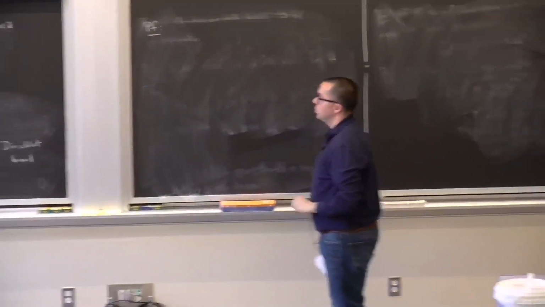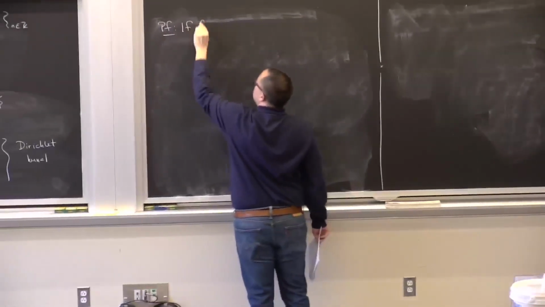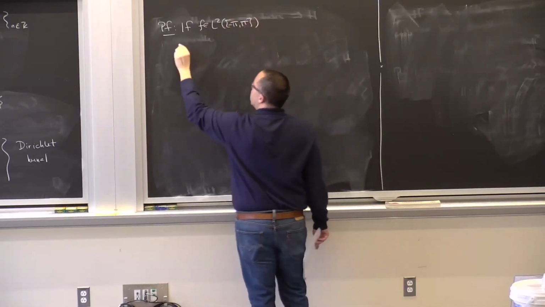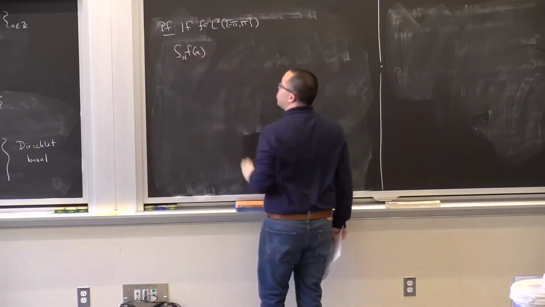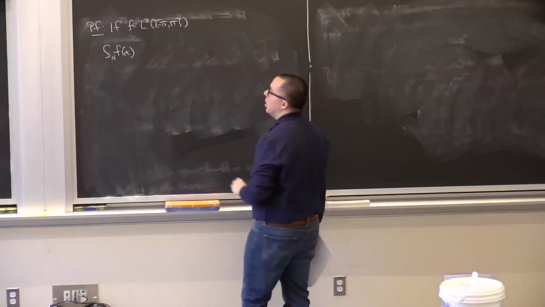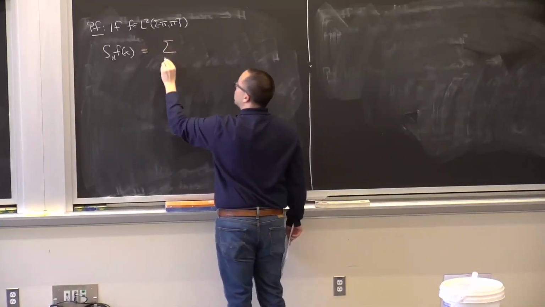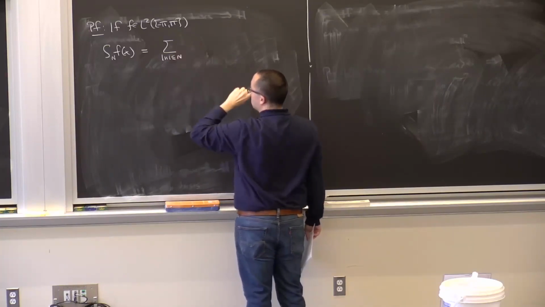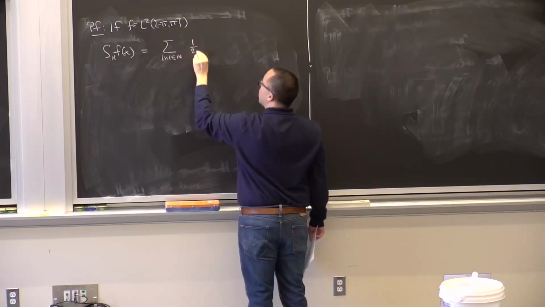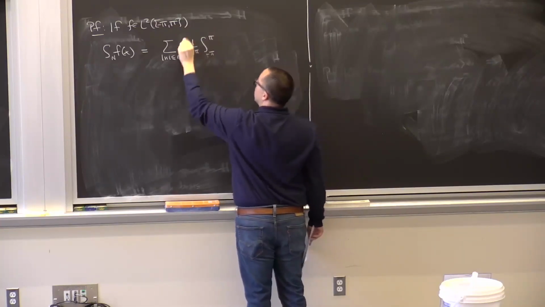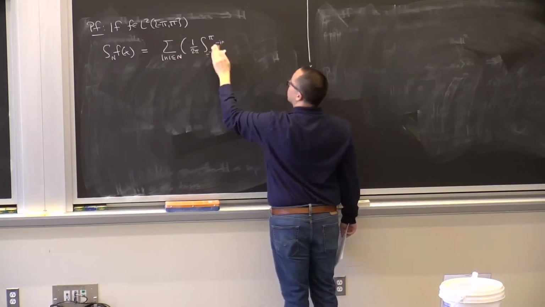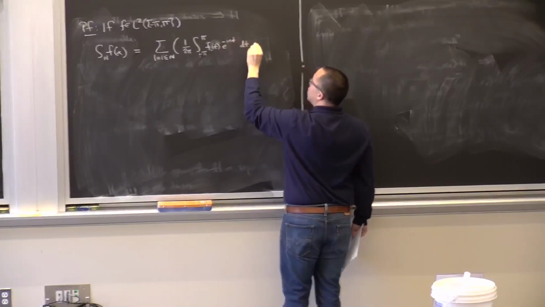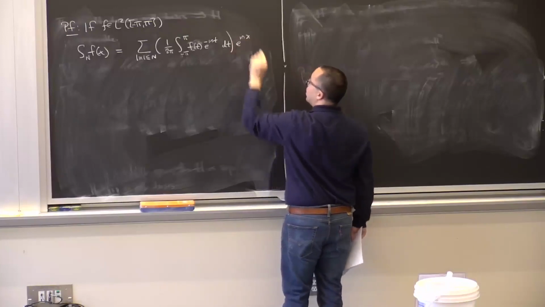Okay, so what's the proof? We have that the nth partial Fourier sum of f is equal to the sum over |n| less than or equal to N of, let me just write out here what the Fourier coefficient is, 1 over 2 pi, the integral from minus pi to pi of f of t, e to the minus i n t dt, times e to the i n x.